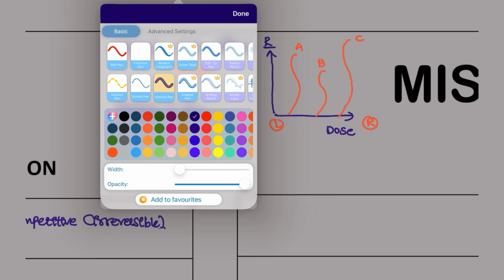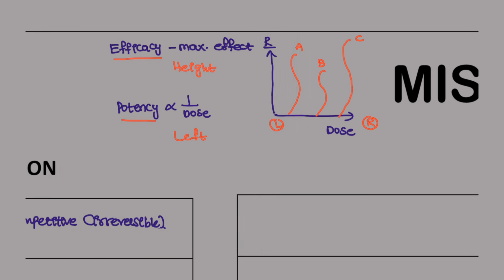Now tell me guys, which drug is going to be the most efficacious based on the height? The drugs will be C, A, and B, right? Based on the height, the maximum effect, right? This is the efficacy. Next, coming to the potency. How will the potency be?